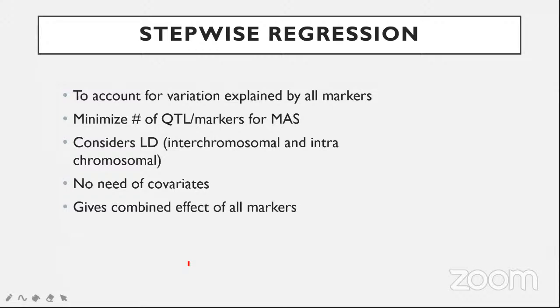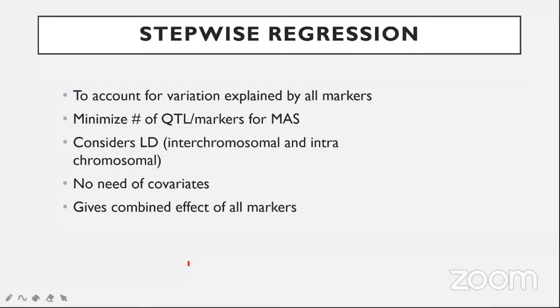For that, we use a method called stepwise regression. This is one method I proposed in 2010 or 11. So basically, it accounts for LD between the markers and minimizes the number of QTLs or markers for marker-assisted selection. I'll show you an example. And it considers both interchromosomal and intrachromosomal LD. And you don't need covariates because you're including only the significant QTLs, and it gives the combined effect of all markers.